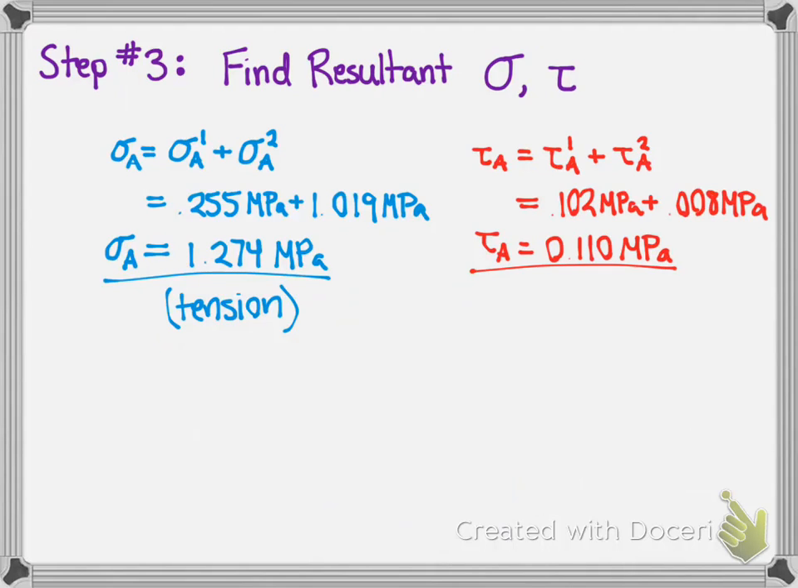And just like the normal stress, we want to denote the direction of that. Again, these happen to be directed in the same direction, which was the negative z-axis. So we can just add them together instead of subtracting them. And I will again denote the direction, negative z direction.